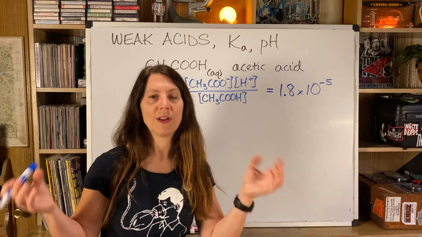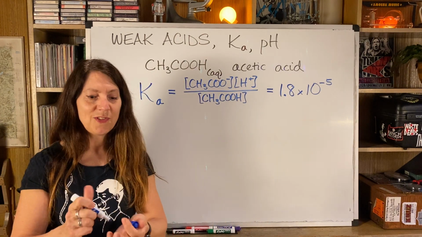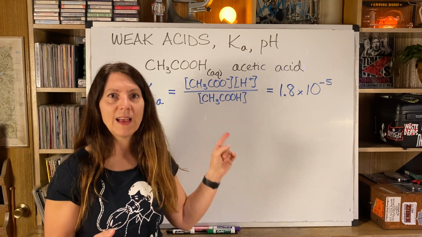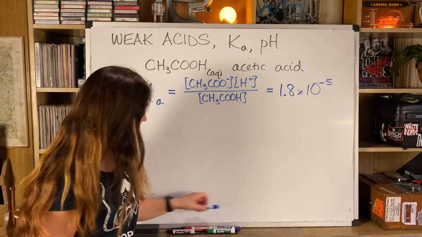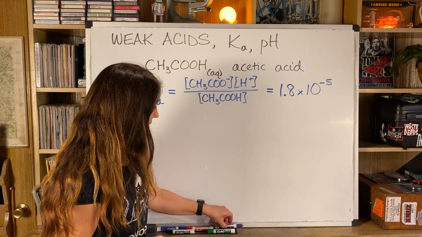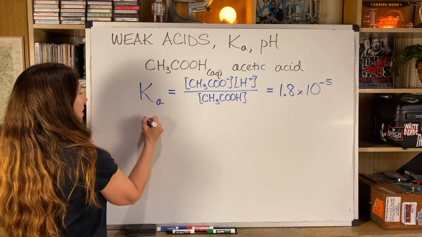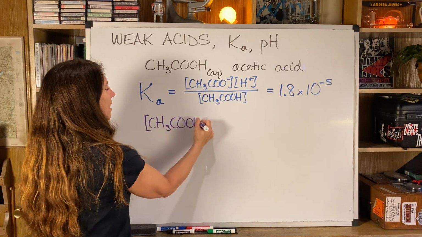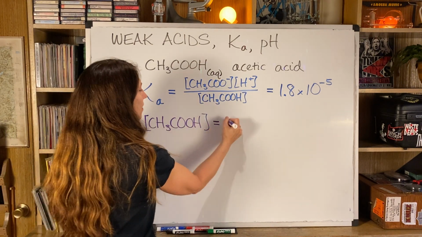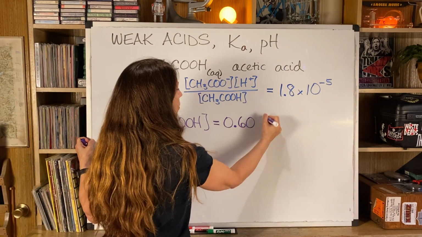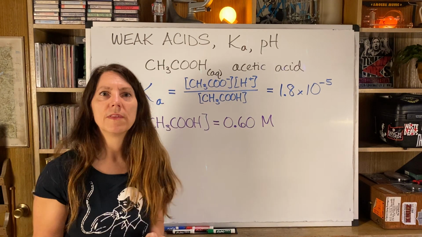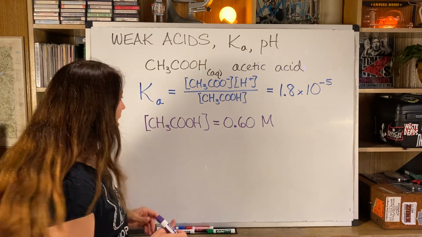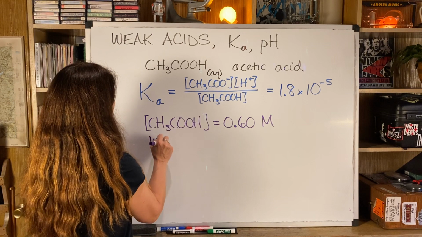Let's first ask a specific question, okay? So imagine we've got a solution of acetic acid that has a known concentration. Let's say we have a known concentration of acetic acid, and it is 0.6 molar. We could ask the question, what's the pH of this solution? Let's figure that out.